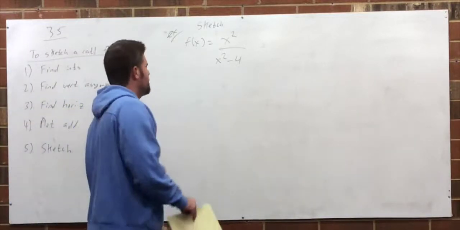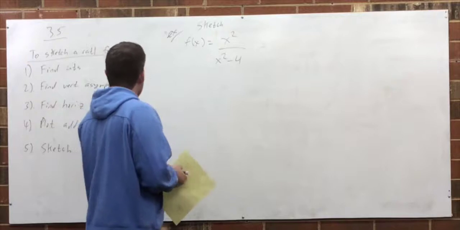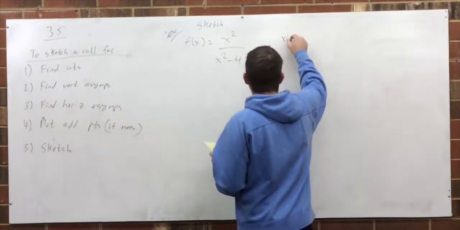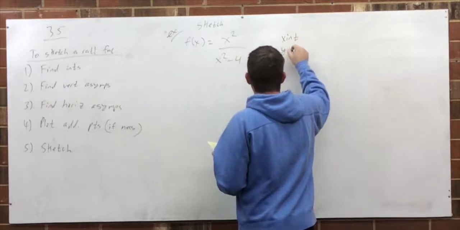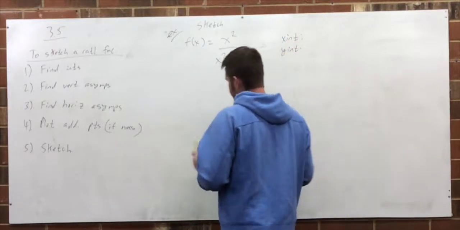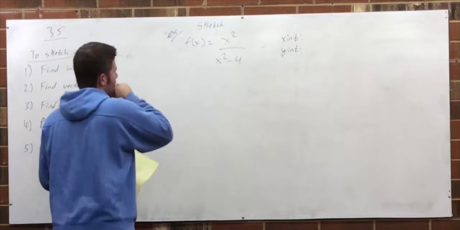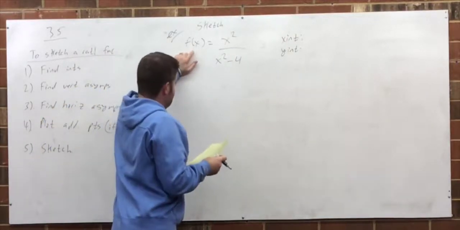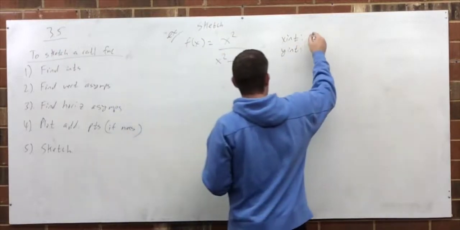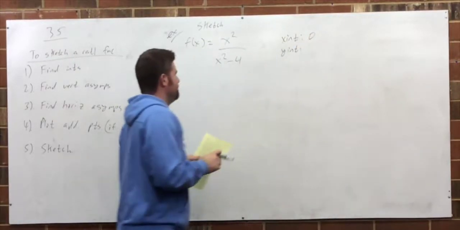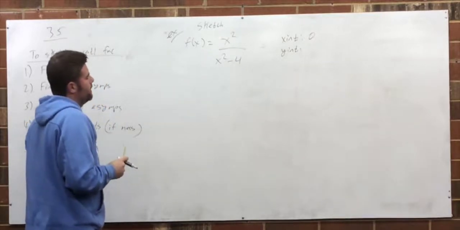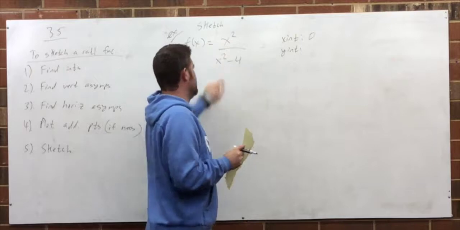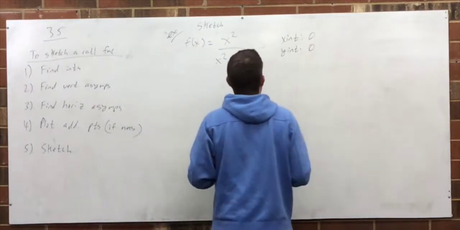So let's just get started. Alright, we're just going to follow our steps. I told you in the last video, I generally just write out a list over here and start filling in stuff. Step 1, find your intercept. To find our x-intercept, we'll plug a 0 in over here, and you'll find that x squared equals 0, which of course tells us that our x-intercept must be 0. Y-intercept, plugging 0 in for x, 0 over anything, of course equals 0.